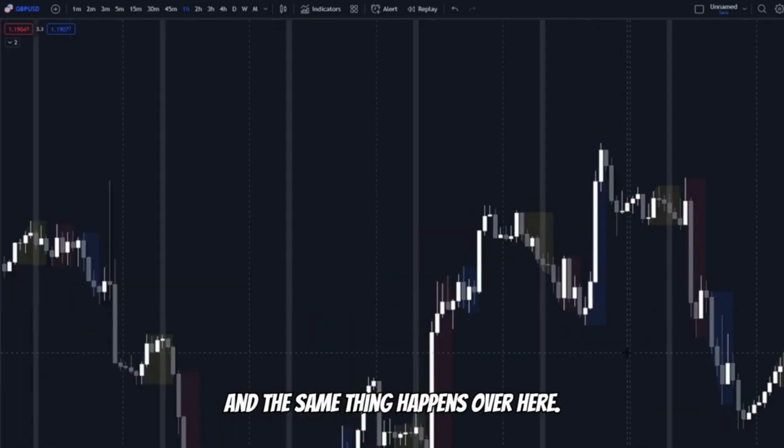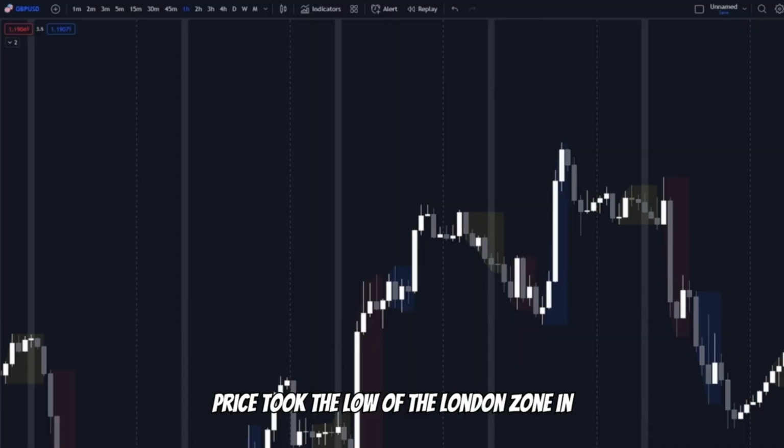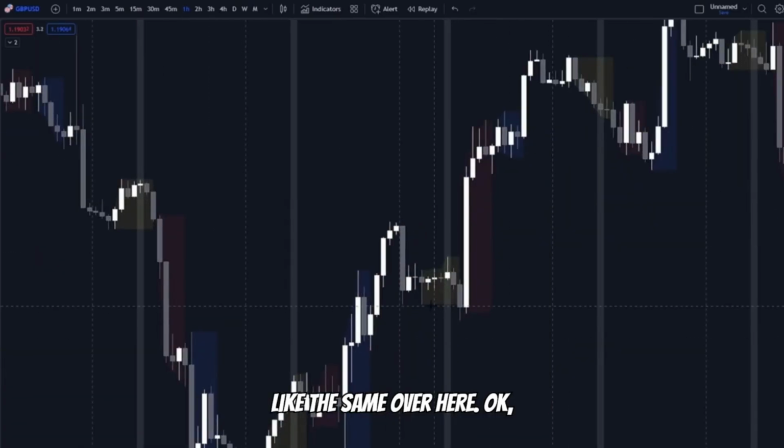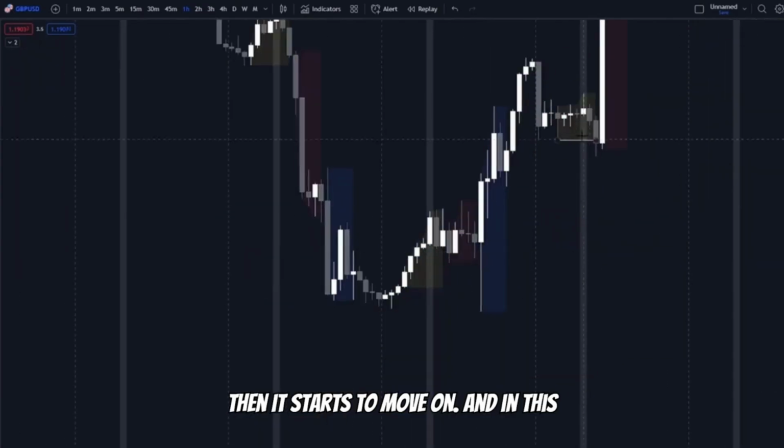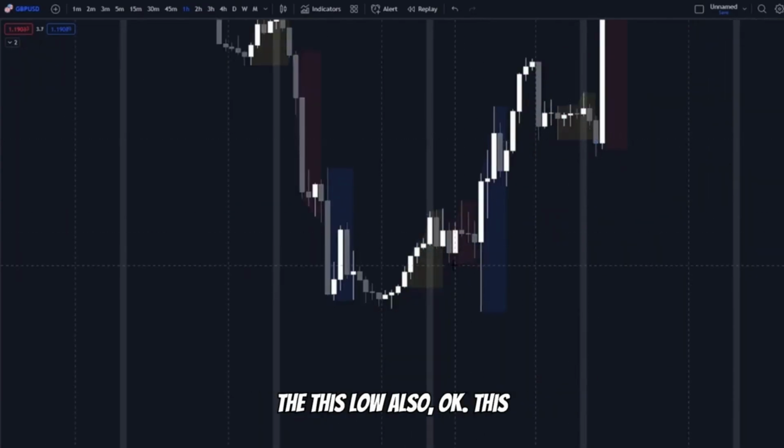And the same thing happens over here. This was the low of the London zone. Price took the low of the London zone in the New York zone, and then it went up. And the same thing keeps on happening like this, same over here, okay? Like this, it takes the Asian low, and then it starts to move on. And in this scenario, it took the London low also, and this low also, okay, this Asian low.